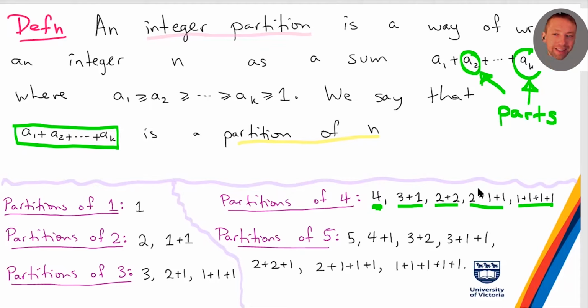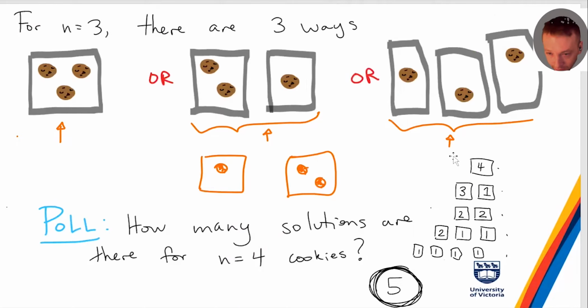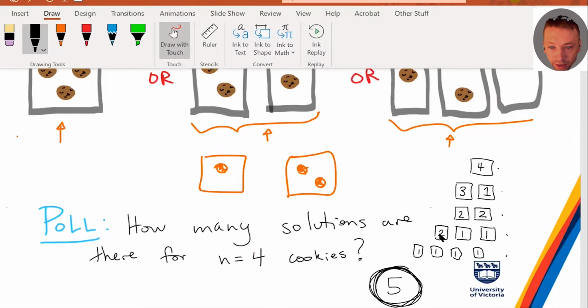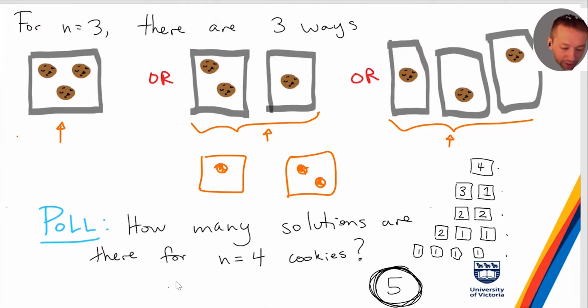And if you think about this, this is the same as this cookie question, because all we cared about was how many cookies are in each box. We didn't care about switching the boxes. So if you look back on the previous slide, these are basically writing out the partitions of 4. So I've got 4, 3 plus 1, 2 plus 2, 2 plus 1 plus 1, or 1 plus 1 plus 1 plus 1. So the number of solutions to this cookie question is equal to the number of partitions of n.